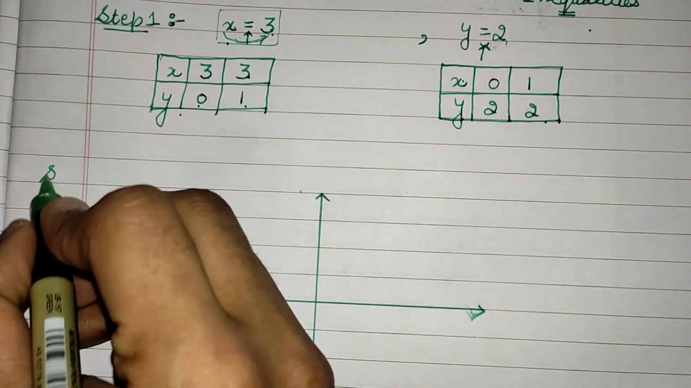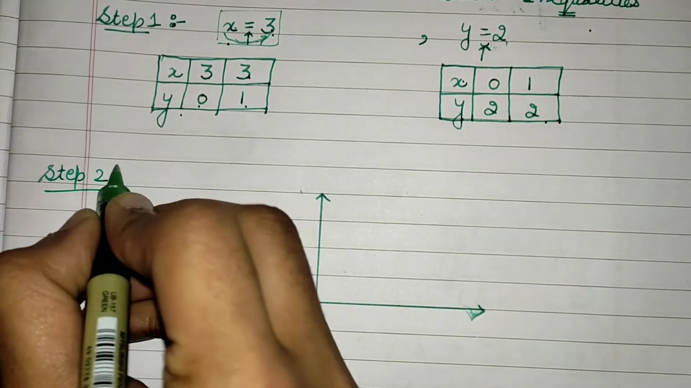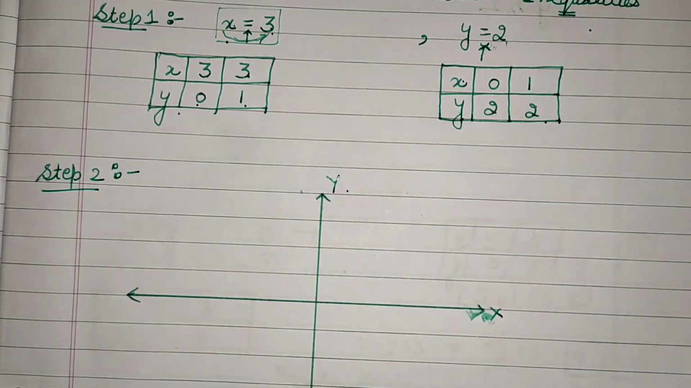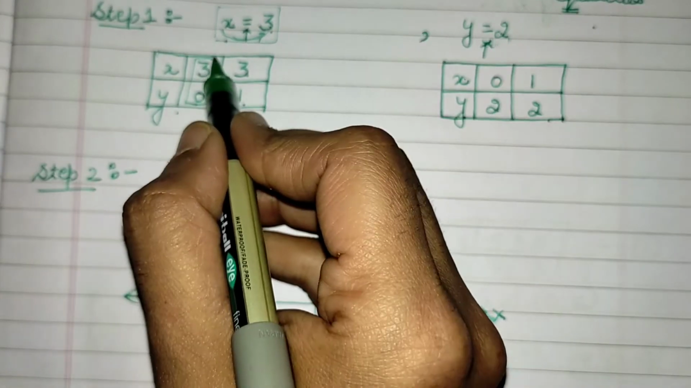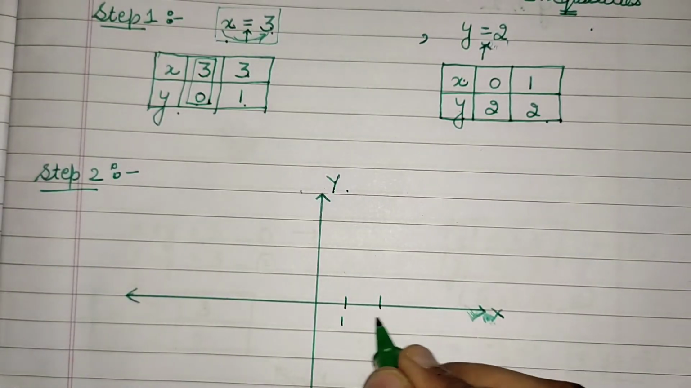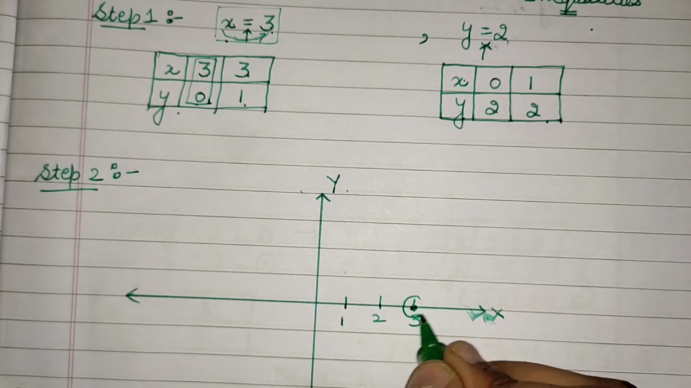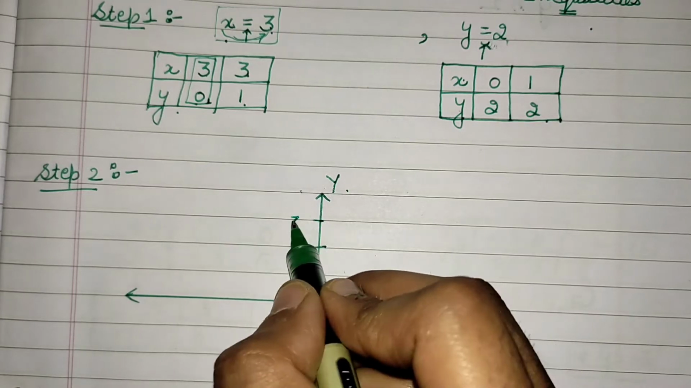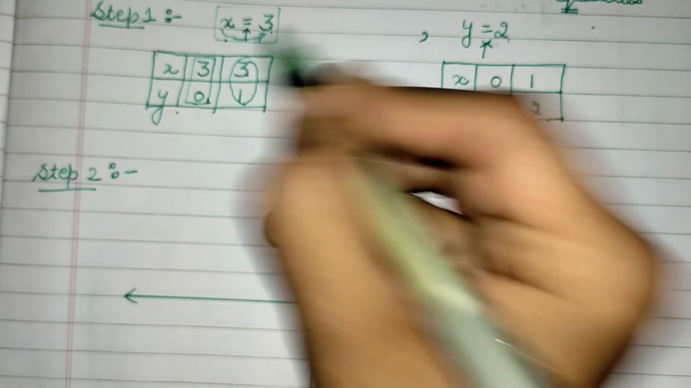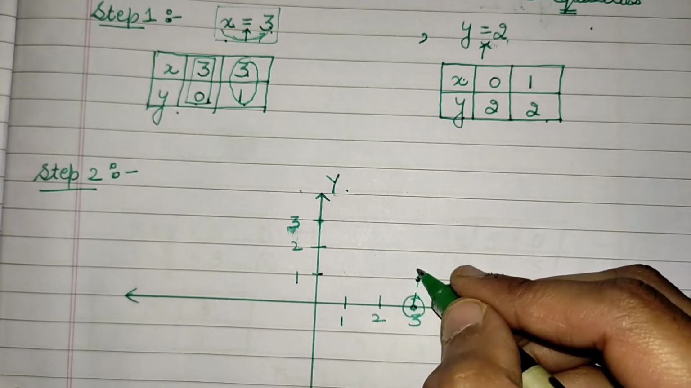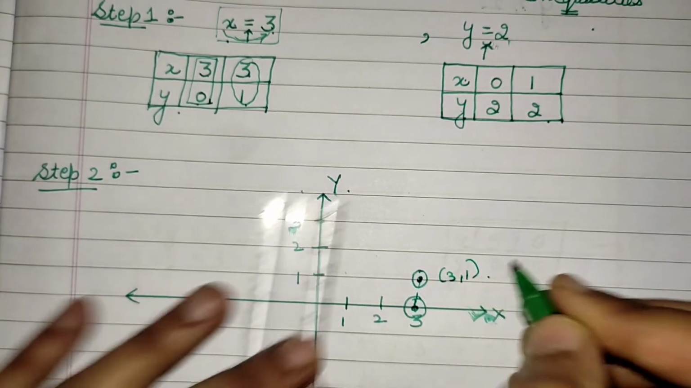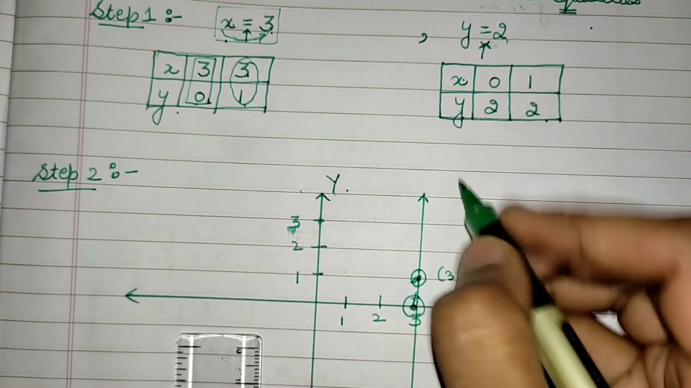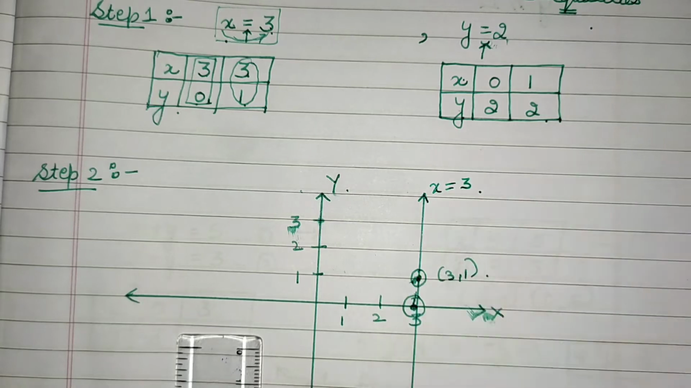Now in step number 2, what will we do? We will plot these points on the graph. So this is my x-axis and this one is my y-axis. My first point is 3, 0. So plot this on the graph. Moving to the next point, suppose my next point is 3, 1. So 3, 1 will be here. Now join these 2 points, and we will get our first line, which is x is equal to 3.